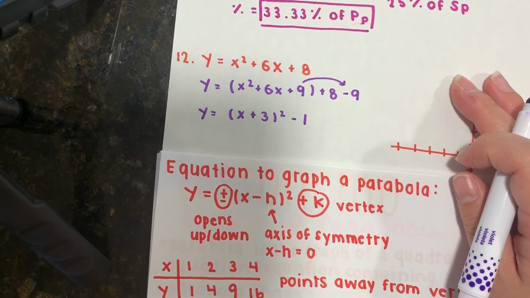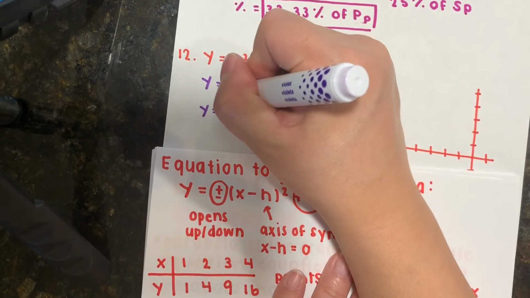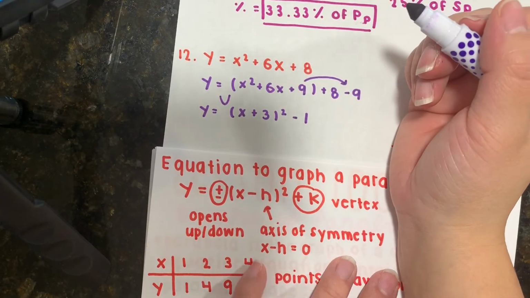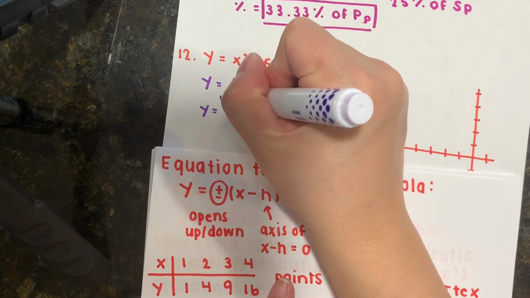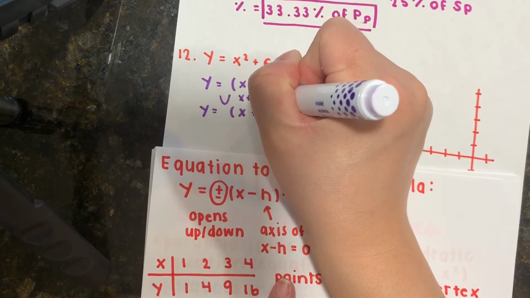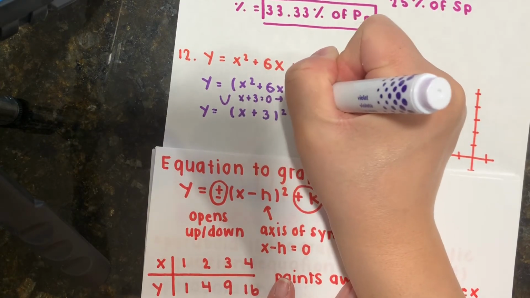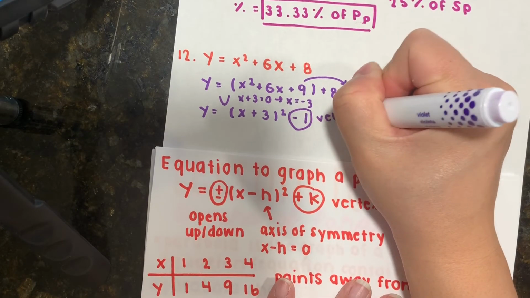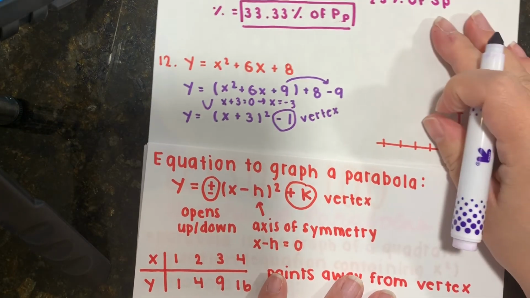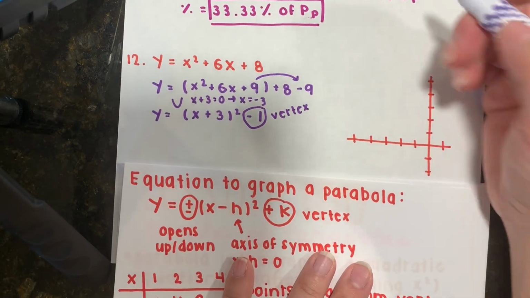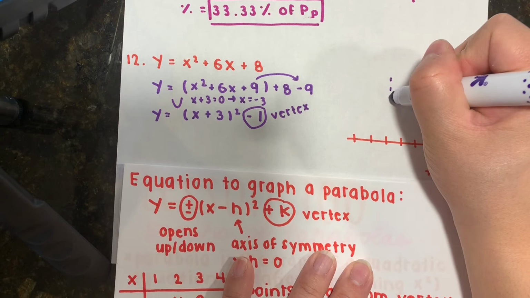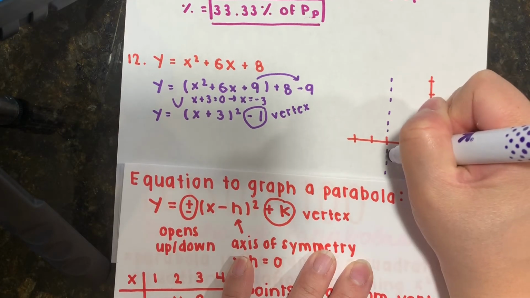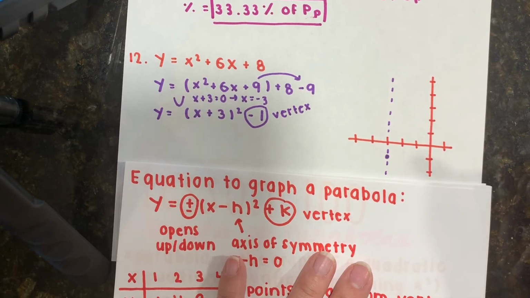The plus sign on the outside means that it's going to be a happy face parabola. It's going to face up like this. The x plus 3 is going to be my axis of symmetry, so you set that equal to 0. So x is going to be equal to -3, and then -1 here is my vertex. So now what I'm going to do is on -3, on the x-axis, I'm going to put a dotted line. And then at -1, I'm going to put my vertex.